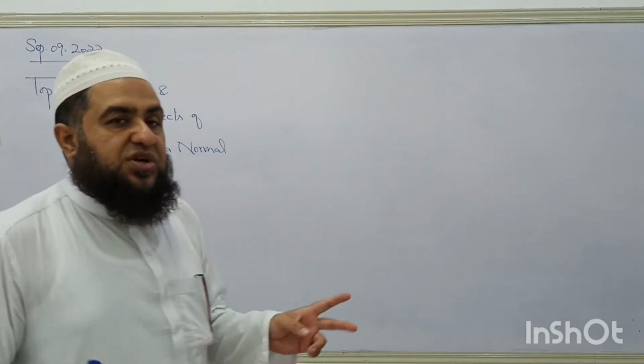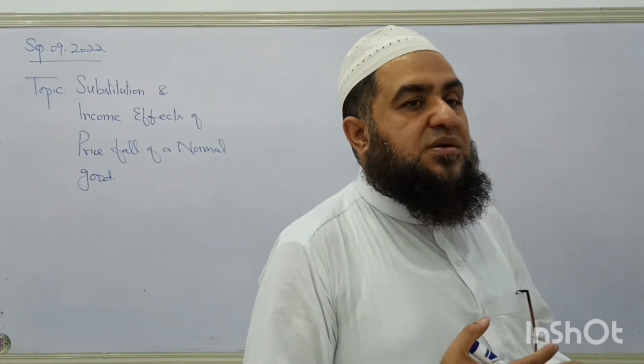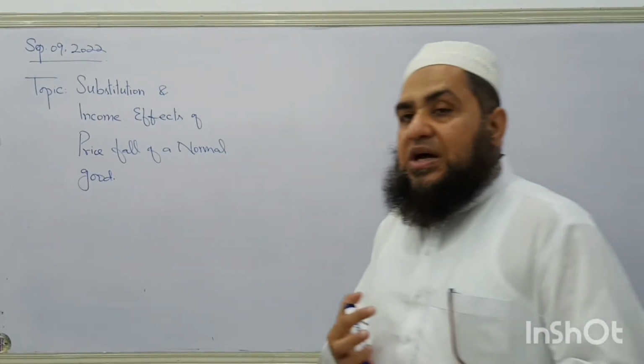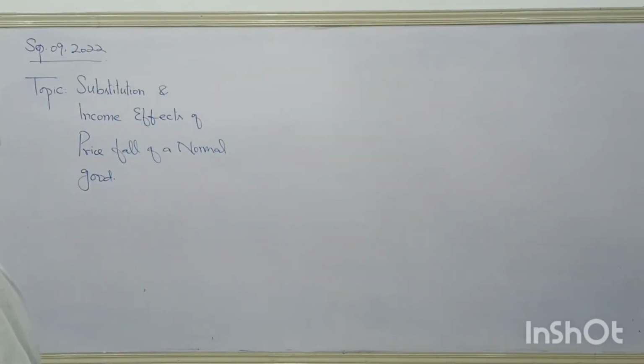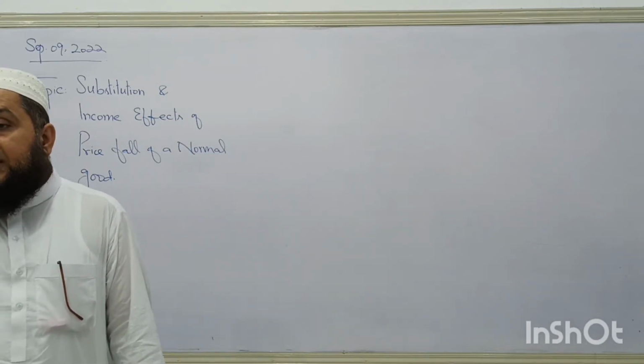There can be two effects due to change in price of the product. One is called substitution effect, another is called what? The income effect. I would rather say the movement along the indifference curve, we had drawn the indifference curve, that will show us substitution effect. Substitution is made along the indifference curve. Whereas when consumer shifts from one indifference curve to another, that will show us income effect. All these things I am going to do in the diagram by using budget line and indifference curve.